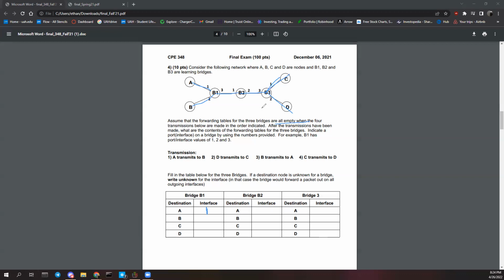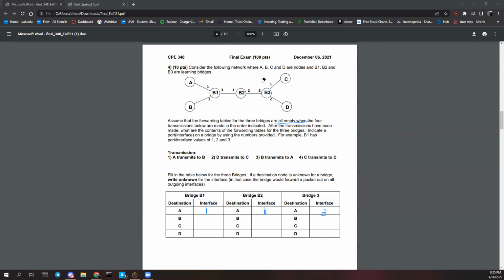So you say it broadcasts everywhere. Yeah, unless it knows the node or the interface that it's supposed to go to. Unless it's already known, it sends it everywhere. So B1 now knows where A is, on interface 2. Bridge 2 knows that interface 1 is how it gets to A, so it stores that. Bridge 3 knows that interface 3 is how it gets to A, so it stores that. And that's all for now. Now let's move on to the next message send.